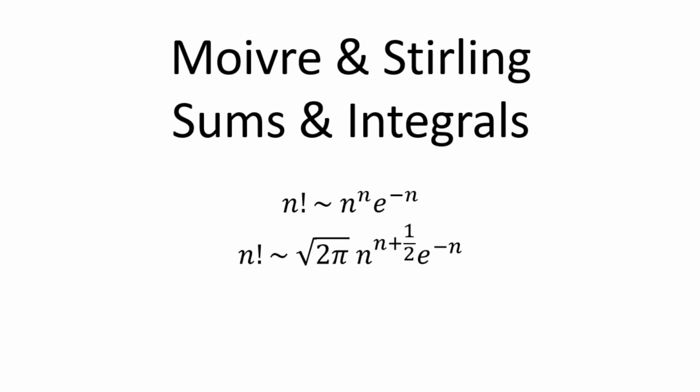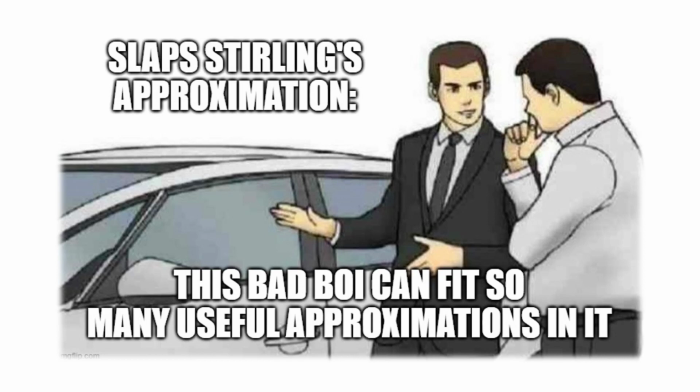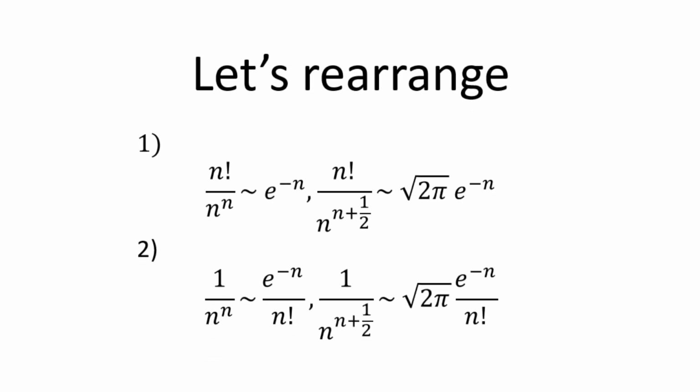Now there are many approximations and you can actually have a Stirling series, but here we use the first order and second order, as it were, to find interesting approximations for sums. As it will turn out, you can actually fit a lot of approximations inside of a Stirling approximation. Firstly, we're going to rearrange this approximation so that we have four unique arrangements.